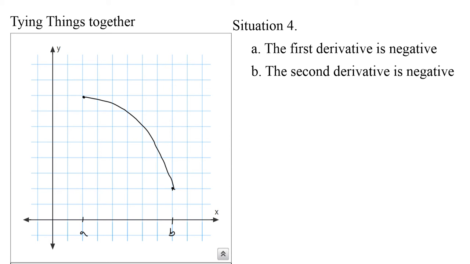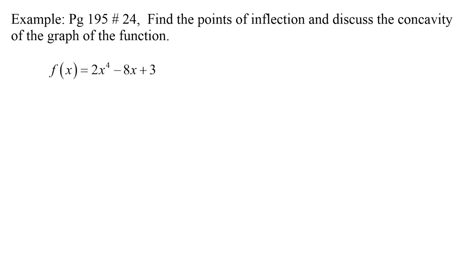All right, so let's get to some examples. We'll start with the first one, and the first one comes from page 195, number 24. It says, find the points of inflection and discuss the concavity of the graph. All right, so points of inflection, again, is going to be where the second derivative is equal to 0.